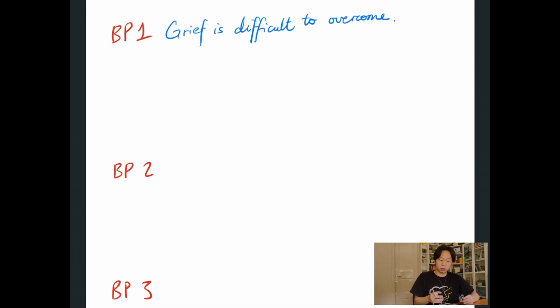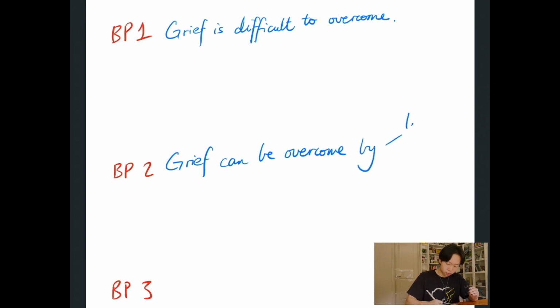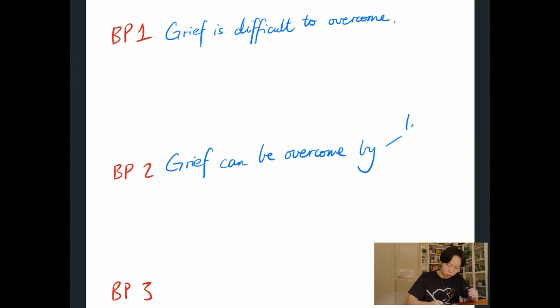Secondly, I would say, we've set the scene, it's difficult to overcome. How do we overcome it? I would say that grief can be overcome in 2 ways, and you sort of pick one. It sort of depended on how I felt on the day. So grief can be overcome by, so 1, either human connecting with others.